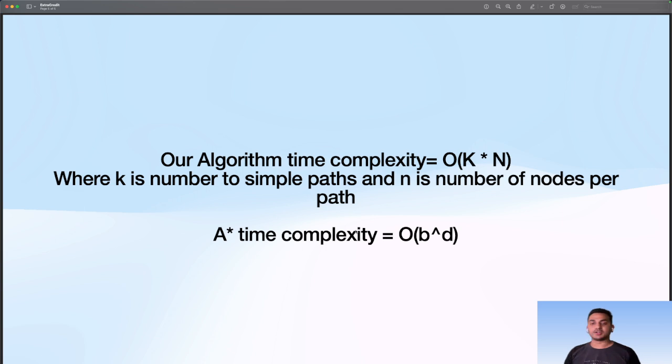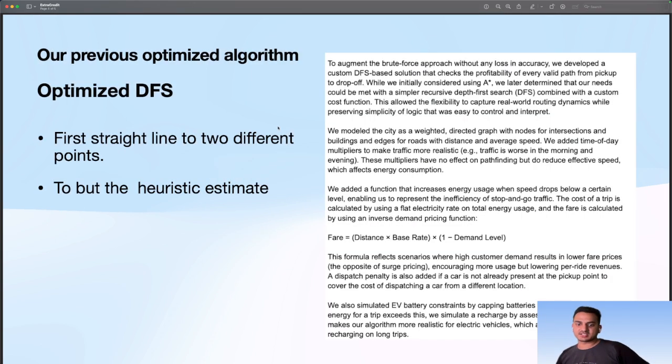And also the time complexity. The time complexity for our customized depth first search is k times n, where k is the number of simple paths and n is the number of nodes per path. But for the A star algorithm, if we search towards the goal, it can be b raised to the power of d, which is very bad. So that's why in our case, we chose our optimized depth first search.